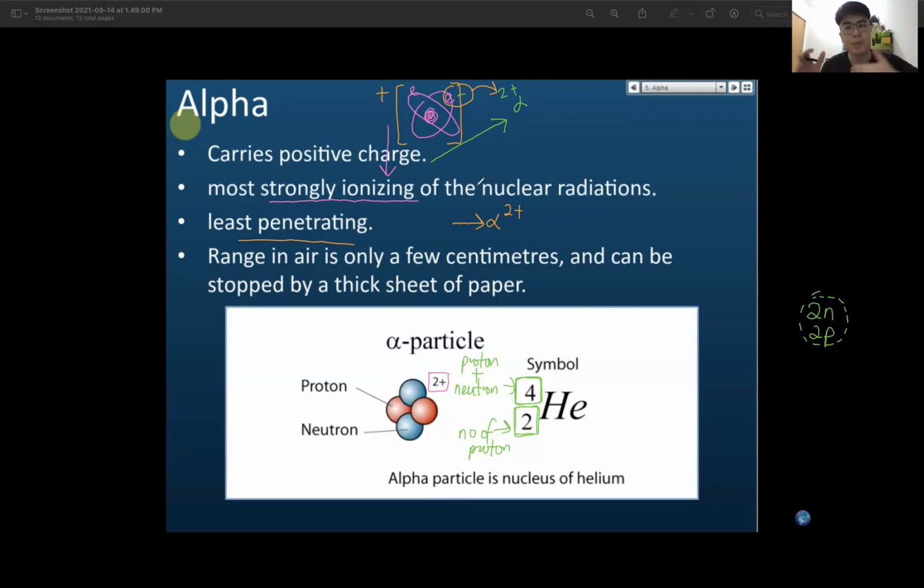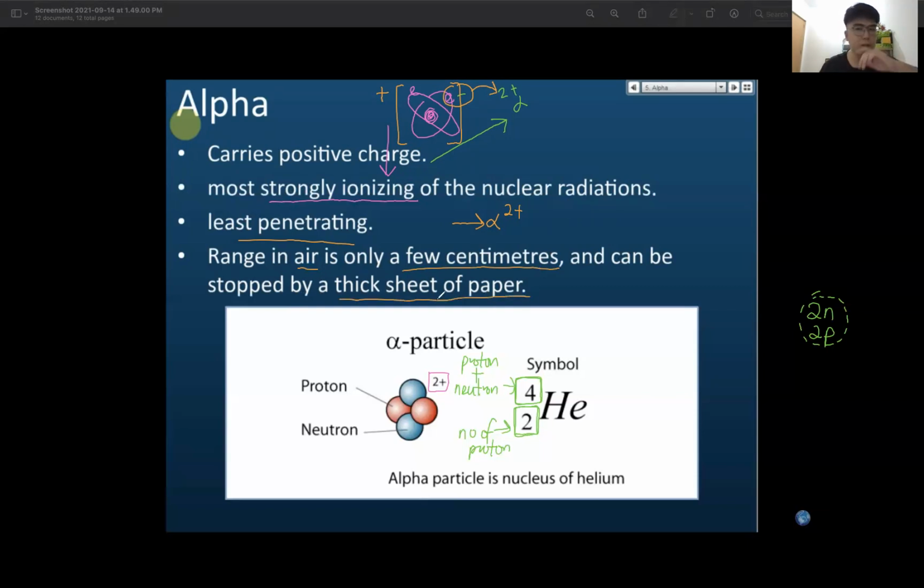Penetrating means pass through, something like that. Okay, pass through. Right? Now the range in air of the alpha is only a few centimeters. Okay, so what is emitted? A few centimeters, then the alpha particle is gone already. Okay, and it can be stopped by a thick sheet of paper.